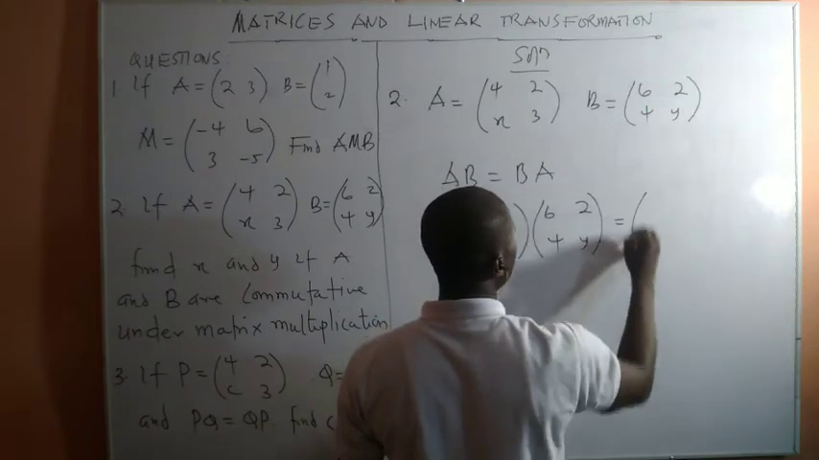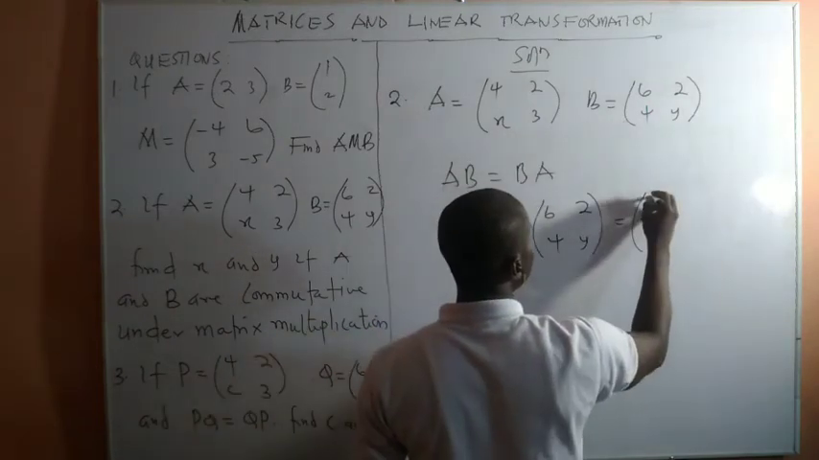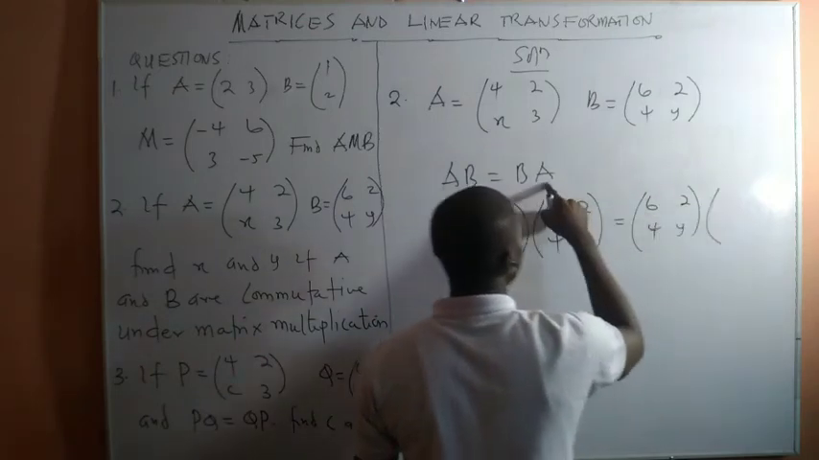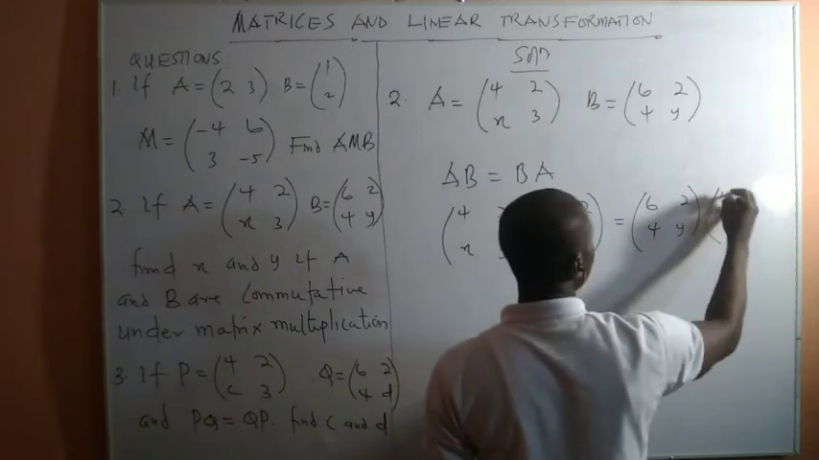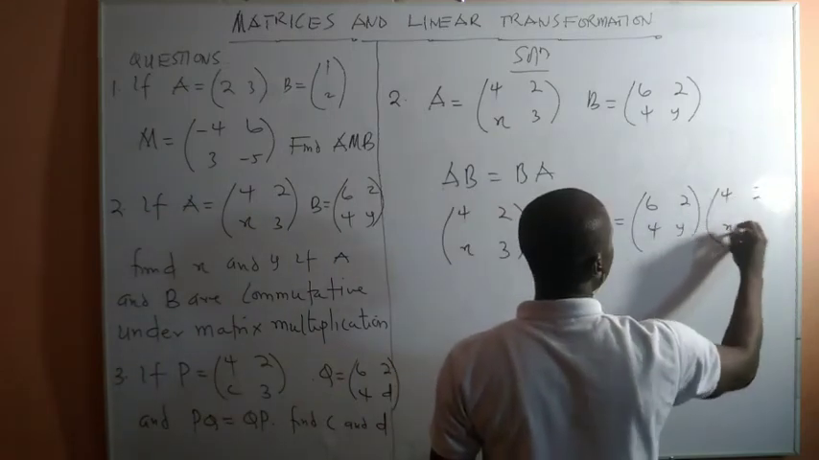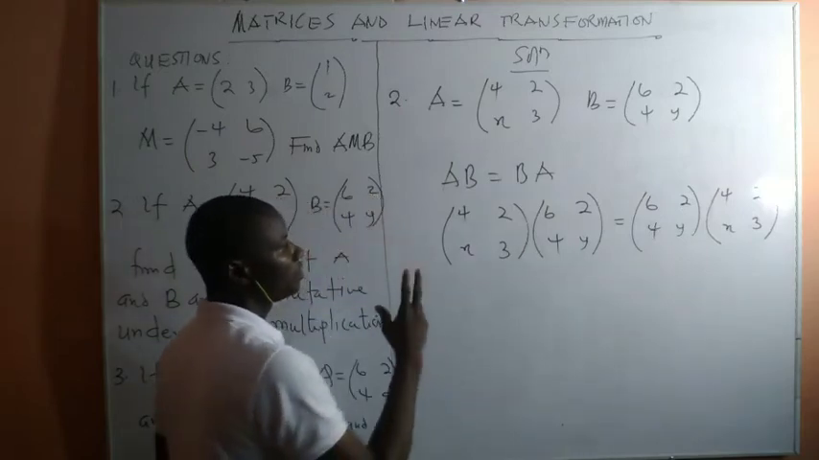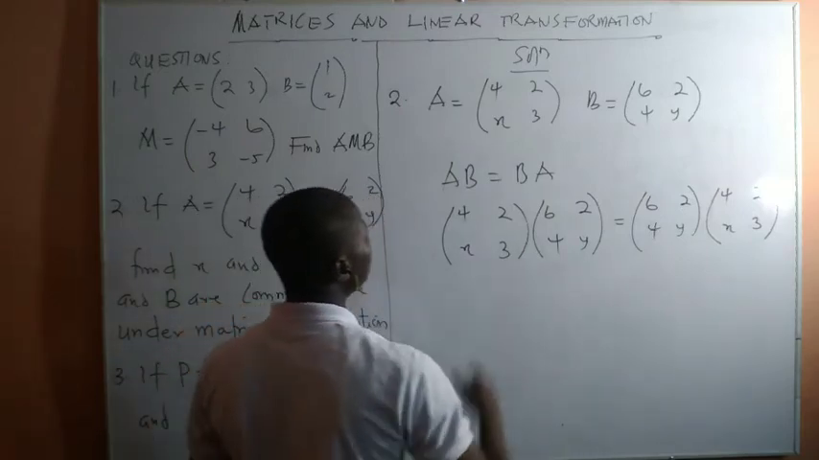So this is equal to BA, and the matrix B is 6, 2, 4, y, multiplied by A, which is 4, 2, x, 3. Now, I guess by now you know how to multiply a 2 by 2 matrix by a 2 by 2 matrix.